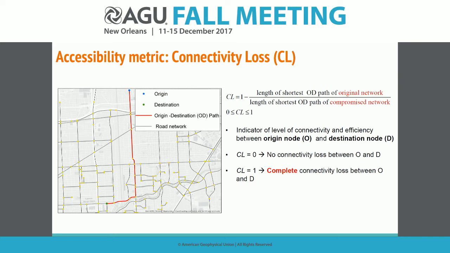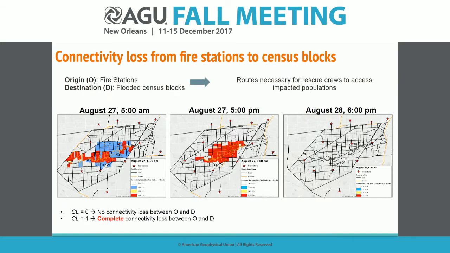0 means that there's no loss in connectivity and accessibility for this origin and destination pair, whereas a value of 1 corresponds to complete connectivity loss, so there's no way to move from origin to destination at all. And here are some results for the connectivity loss between fire stations, which are the origin, and the census blocks that we considered, which are the destination, for 3 different instances in time during the storm. This origin-destination pair is a route necessary for rescue crews to assess the impacted populations. So you can see at August 27 at 5 a.m. that a big portion of the census blocks, shown in red, had a connectivity loss between 75 and 100%, so severely impacted and not connected with fire stations.